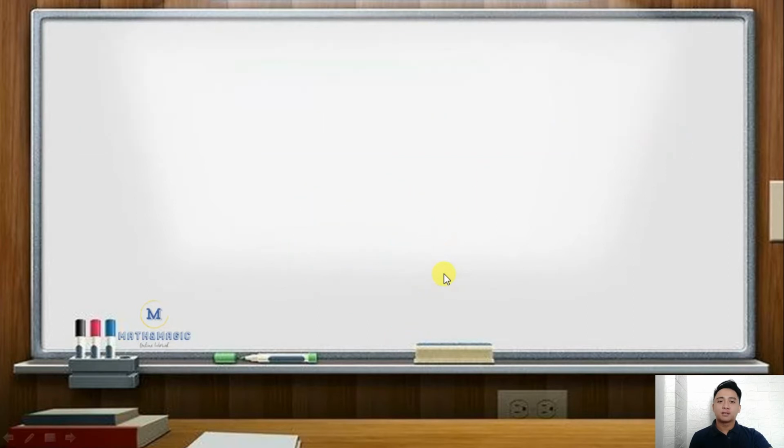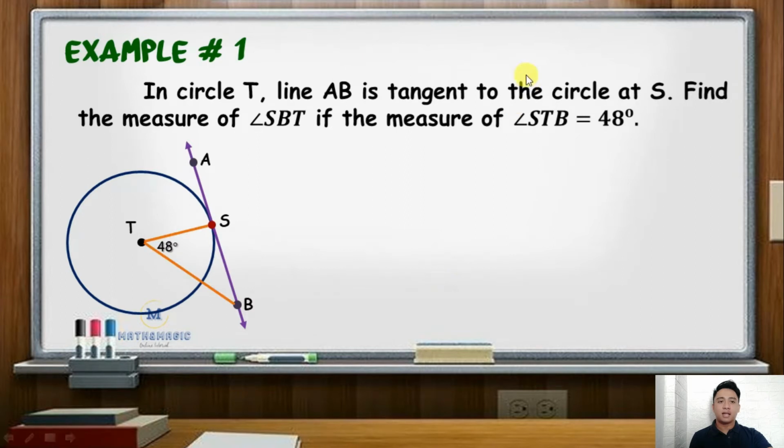As an example, in circle T, line AB is tangent to the circle at point S. Find the measure of angle SBT if the measure of angle STB is 48 degrees. For this item, since radius TS is perpendicular to tangent AB at point S, as stated in the theorem, then the measure of angle TSB is 90 degrees. By joining points T and B, we form the right triangle TSB.